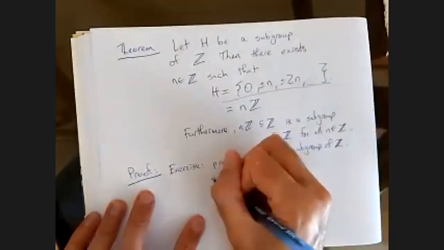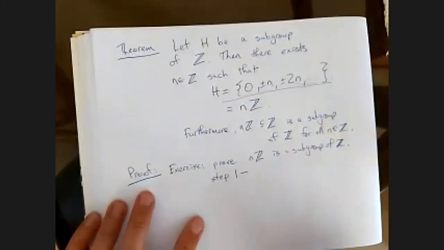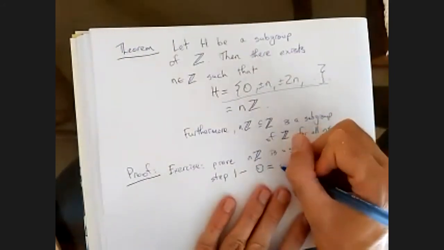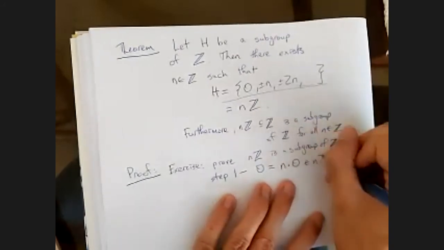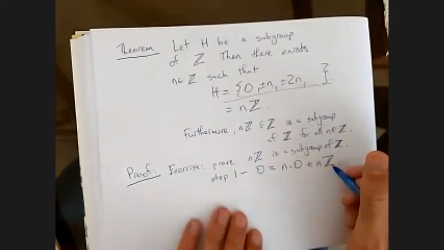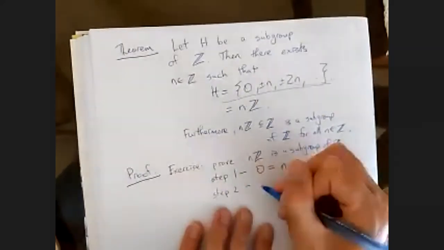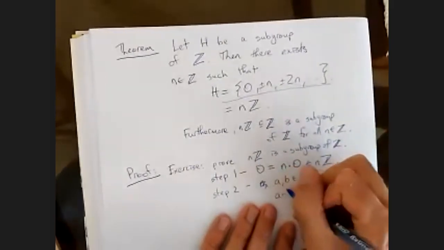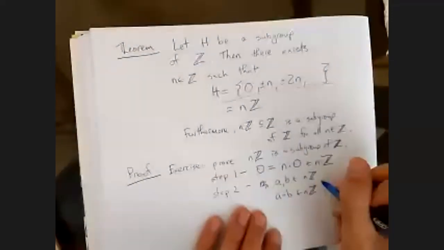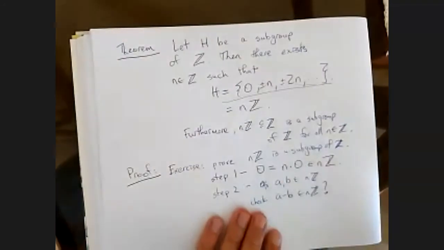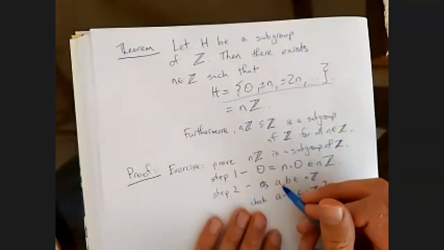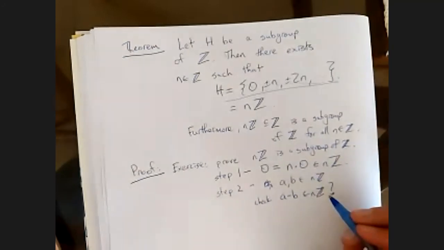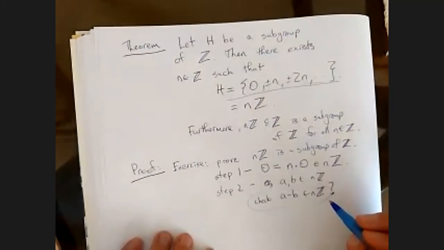The steps to this exercise would be: step 1, 0 is just n times 0, which is in nZ, so the multiples of n are non-empty. Step 2, let's say a and b are in nZ, then you have to check that a minus b is also in nZ. The trick is to write a as a multiple of n, b as a multiple of n, and then factor out the n in a minus b. Then you apply the subgroup test.